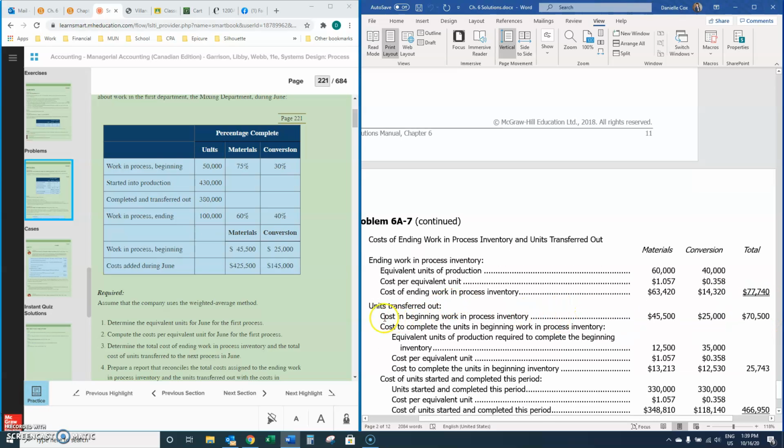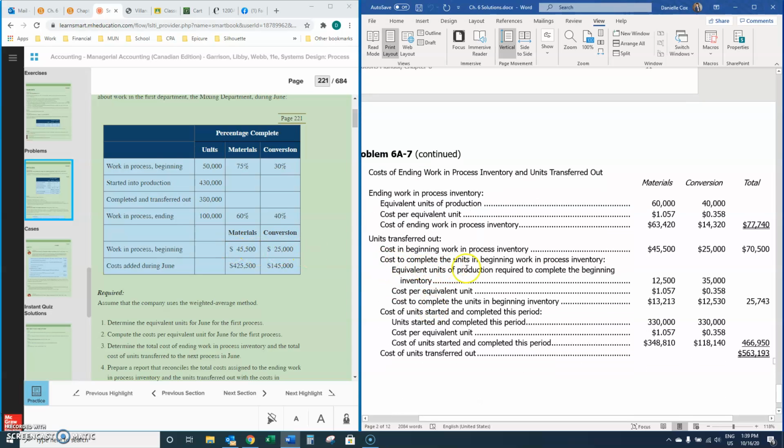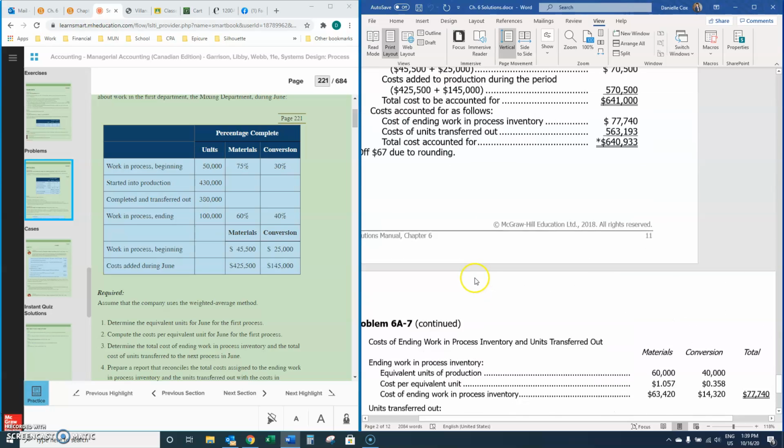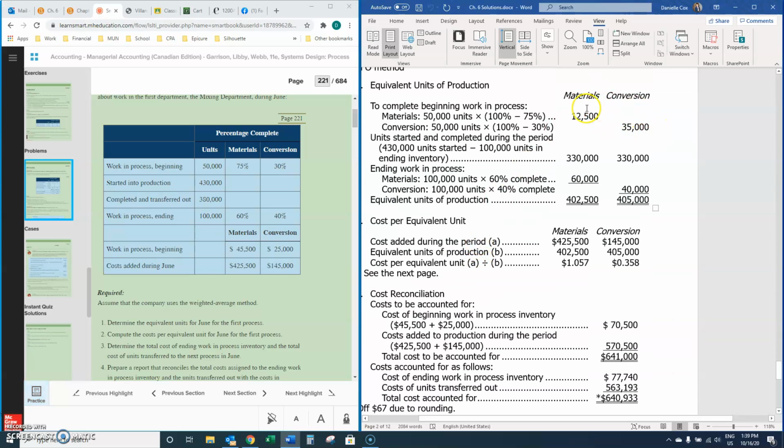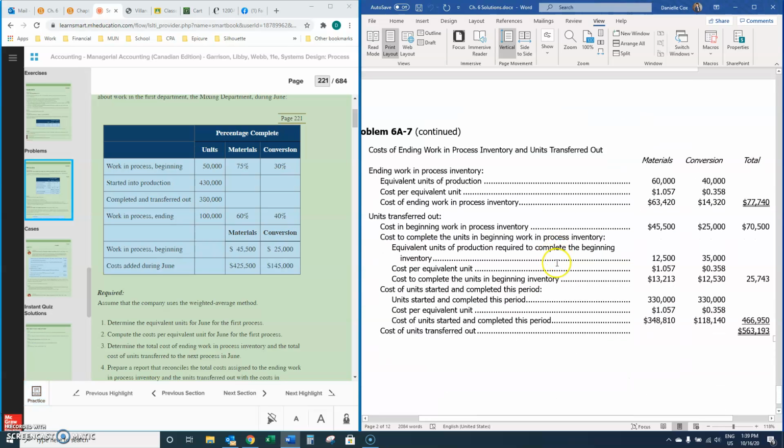Units transferred out. Cost in beginning work in process inventory: this was here at the beginning. Cost to complete the units in beginning work in process inventory. So equivalent units of production required to complete the beginning inventory was up here. Again, we take into account that this much was done already. 75% was complete, we only have to do the remainder, so the 12.5 and the 35. Multiply it by the cost per equivalent unit, same as here, that we just calculated in part B. Then you multiply them and you get the cost to complete the units in beginning inventory.